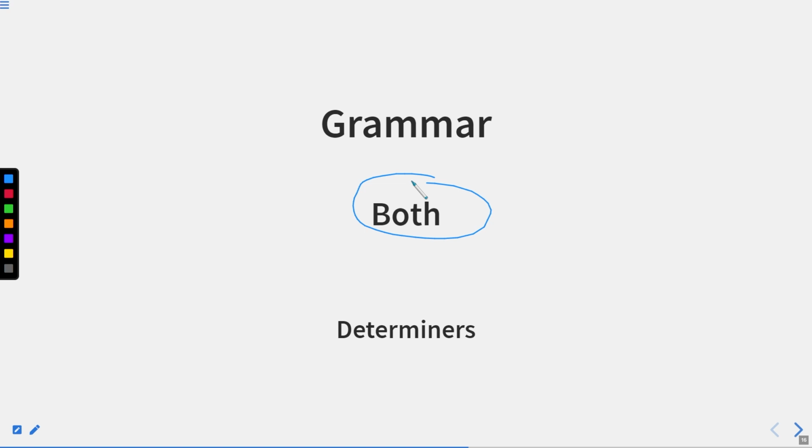How is it used? We always use the word both only for two people. Now this is very important to keep in mind, that both can be used only for two people. It cannot be used for more than that, or for less than that. So both is particularly used for two people, two entities, two things only.